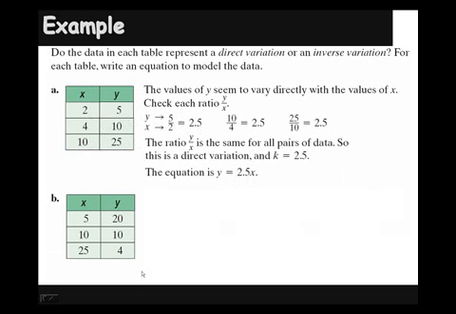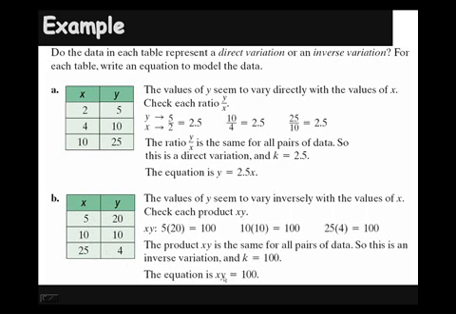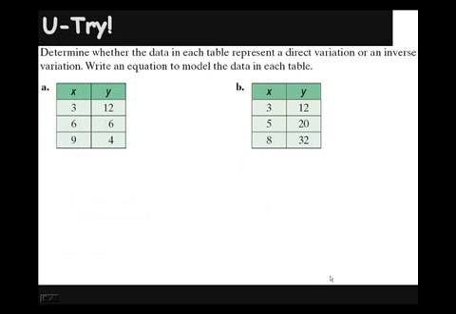How about this table? Well, if I check y over x, I get 4, I get 1. Already that doesn't match, so the other thing I need to check is x times y. 5 times 20 is 100, 10 times 10 is 100, 25 times 4 is 100. So those always work inversely, so we check the product xy. We get 100 every time. Therefore, the equation is xy equals 100. You can see every pairing here, if we multiply x times y, we get 100. So our equation is right here at the bottom.